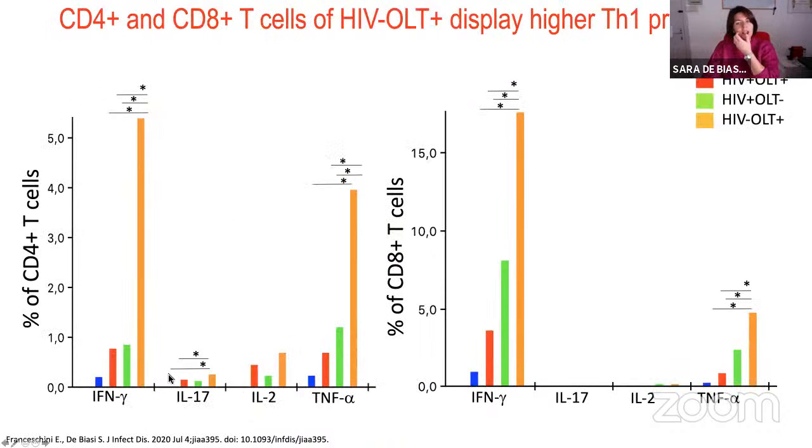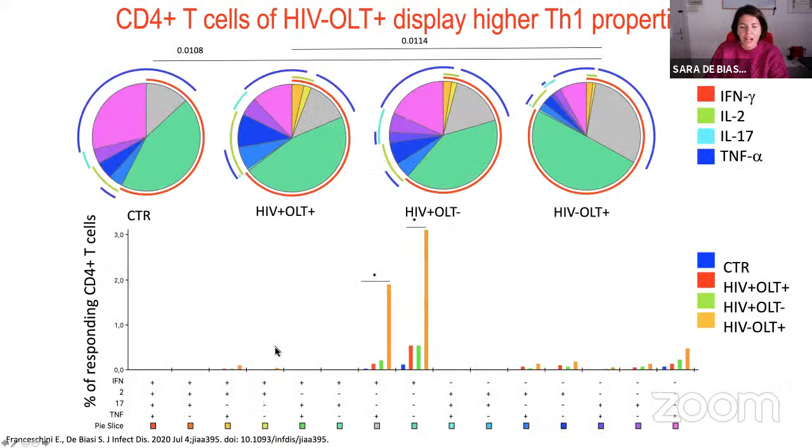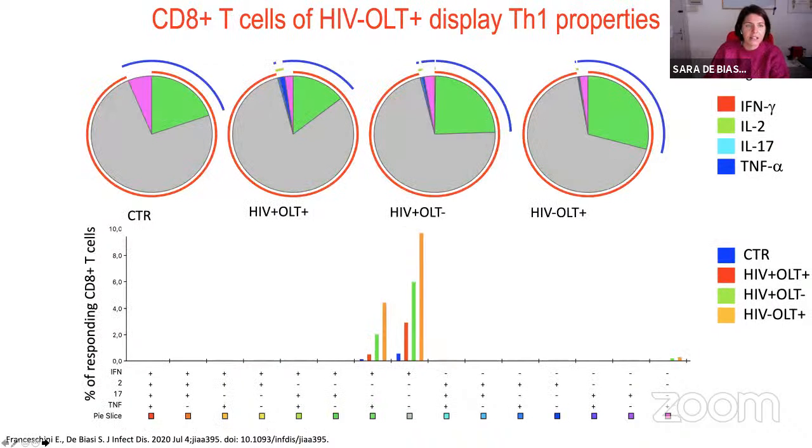We were also able to analyze cytokine production by stimulating cells in vitro with anti-CD3 and anti-CD28. What we found is that CD4 and CD8 T cells of patients receiving a transplantation were characterized by a higher level of cells that are able to produce interferon gamma and TNF alpha, and also IL-17 within the CD4 T cell subset. About polyfunctionality, we found that these cells were characterized by Th1 properties in CD4 T cells and also CD8 T cells.